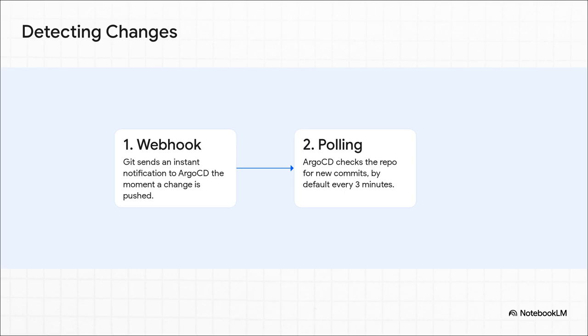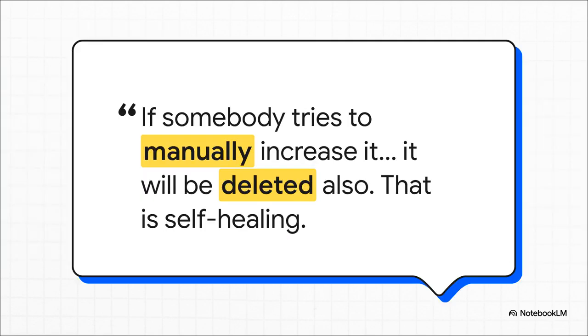So how does this guardian even know when you've made a change? Well, it's got two main ways of finding out. The fastest method is a webhook. The very instant you push a commit, Git sends a little notification straight to Argo CD, which then jumps into action. But hey, even if you don't set up a webhook, Argo CD is always watching. By default, it just polls your repository every 3 minutes, constantly asking, anything new? Anything new?